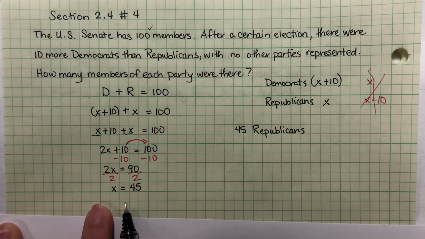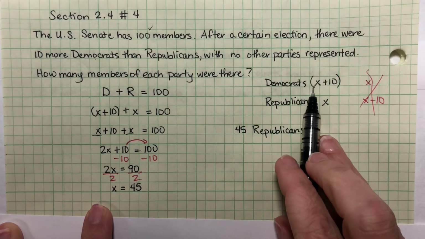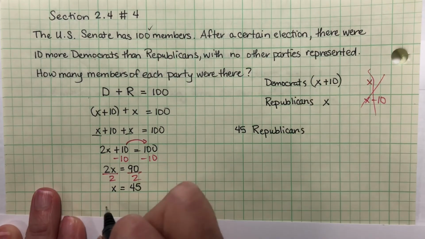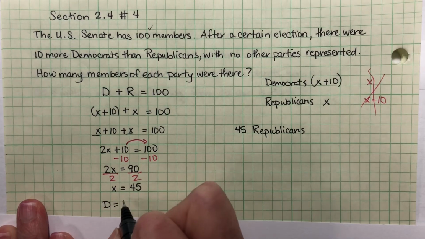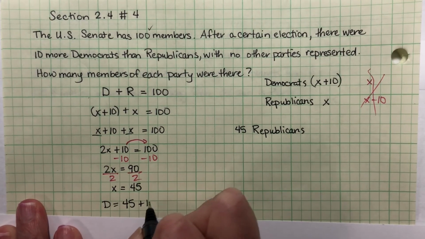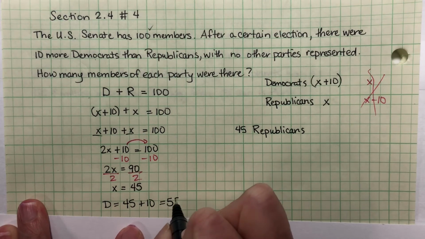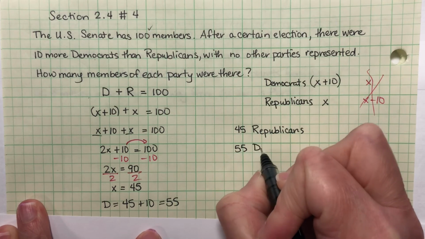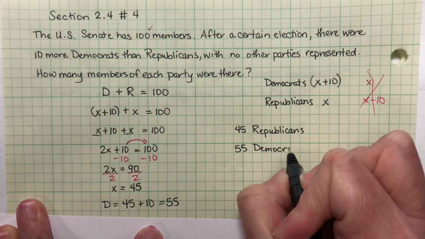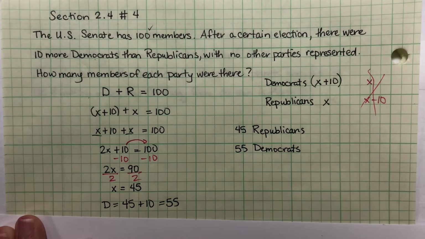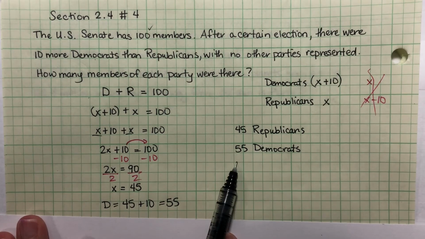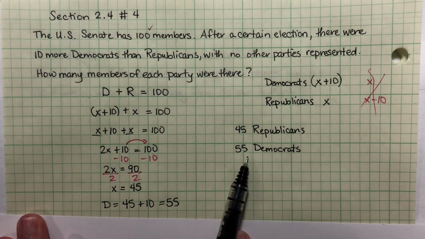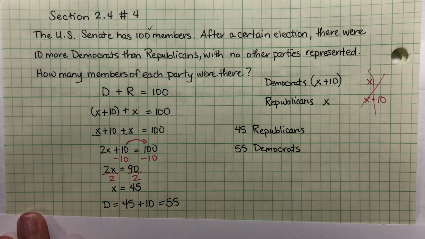Now how do I find out how many Democrats? Well, that's Republicans plus 10. So Democrats is going to equal 45 plus 10, which is 55 Democrats. Okay, this is fairly easy to check. You can see that they add back up to 100. You can see that there are 10 more Democrats than Republicans.